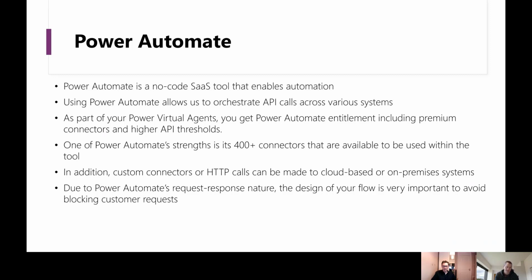Now, one thing, and we're going to talk a little bit more about this in our tips, is that we do need to be careful. Power Automate has this request-response nature, and as a result, it's very important that when we design our interfaces, we avoid blocking customer requests. The last thing we want is a user or chatbot customer waiting for something to happen and getting a timeout. They're quite likely at that point to click the X button and move on, because they're going to feel like it's a broken experience.